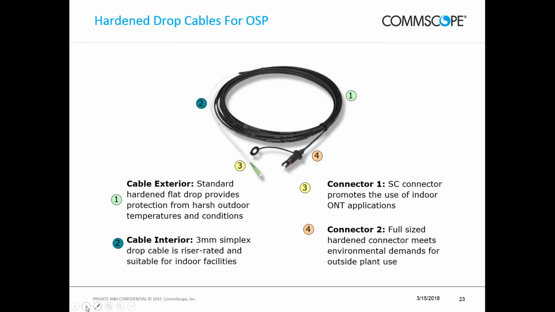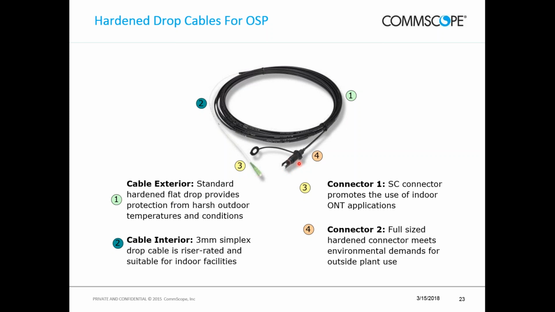Number 3 is the connector. This is the SC connector, as you can see in the picture. This is the device that's going to plug into your micronode or your ONT at the customer premise. Connector 4, this is the hardened connector that plugs into the MST.